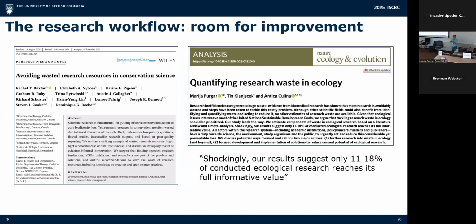And all of that generates what some people are calling research waste. The study on the left is one that I recommend you read because it quantifies it in the context of conservation biology, which has a lot of parallels with invasion science. On the right was a recent study that tried to quantify the amount of research waste in ecology and evolution. And shockingly, they discovered that only 11 to 18% of research reaches its full informative value.